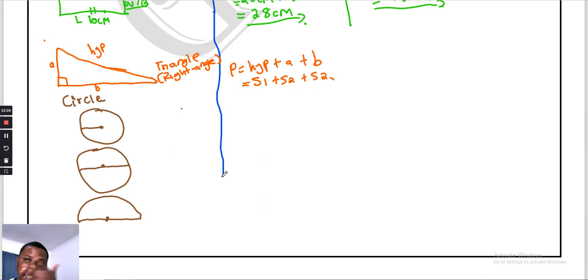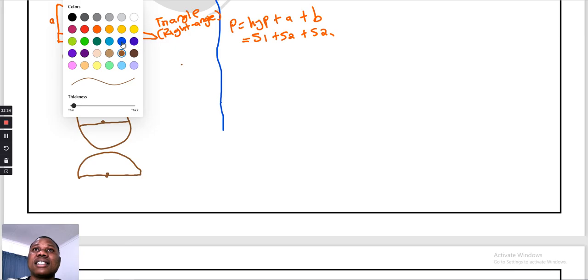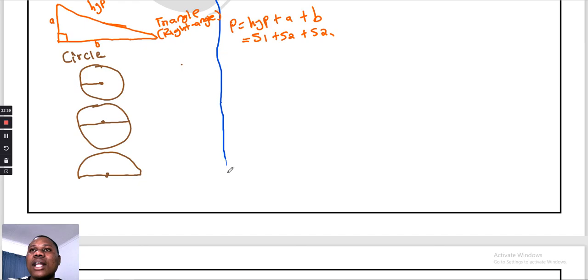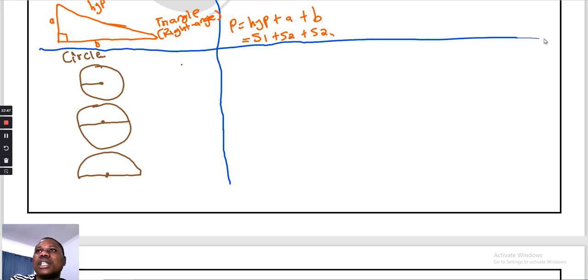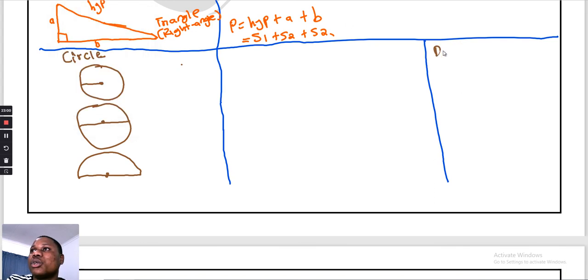All right, so in order for us to calculate a circumference, we need to know what we call a diameter and a radius. Let me underline here. I'm going to talk about the circle now. We need to know the diameter or the radius. So what is the diameter? I'm going to show you which line represents the diameter, which line represents the radius.